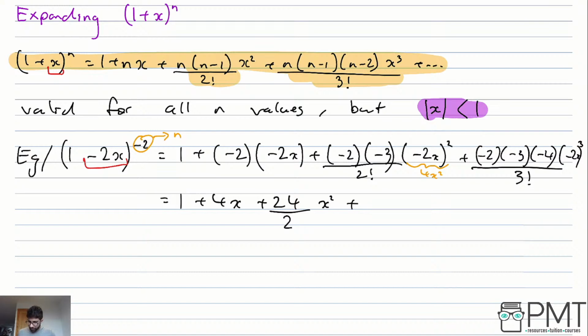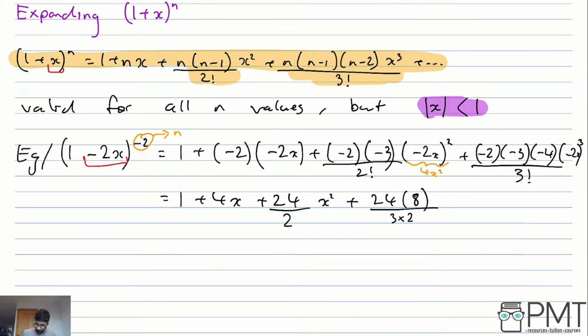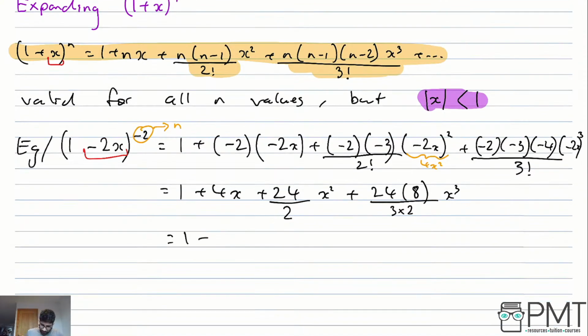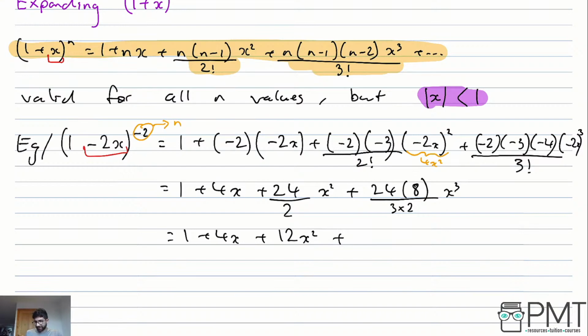Then I have got 2 to the 3, so that's 24 times 2 to the 3, which is an 8, and I divide that by 3 factorial, so 3 factorial is 3 times 2, and then I have an x cubed. And this will give you 4x plus 12x squared, and this will be, so that's a 6, that gives you a 4, 32x cubed. And this will continue. If you want to get more terms, you could, but these are going to be the first 4 terms.